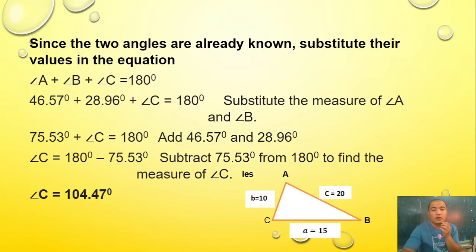So for the third angle, just subtract 180 minus 28.96 degrees minus 46.57 degrees. The answer is 180 minus 75.53, 104.47 degrees.